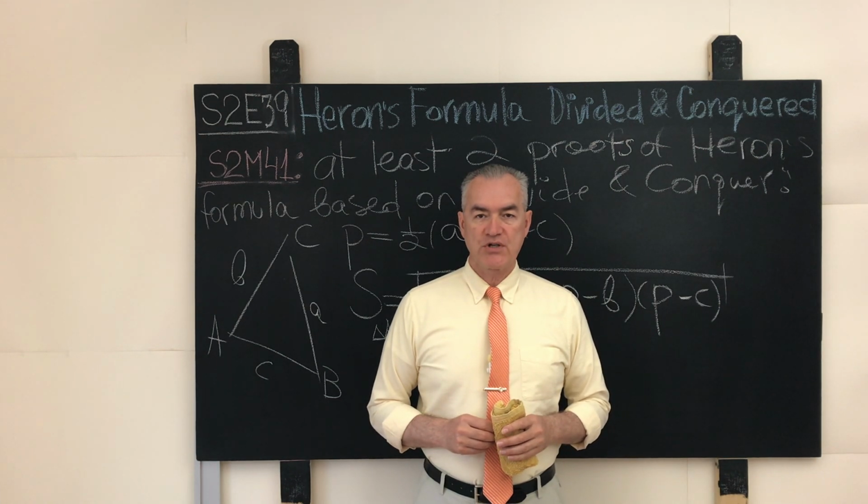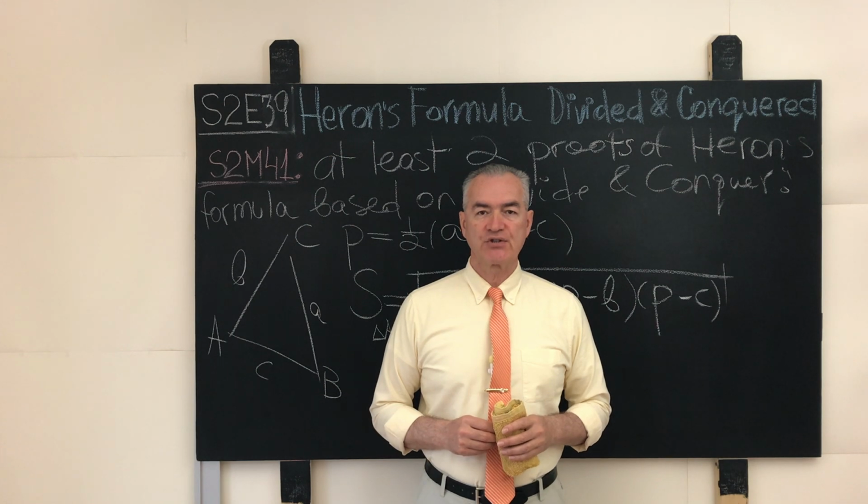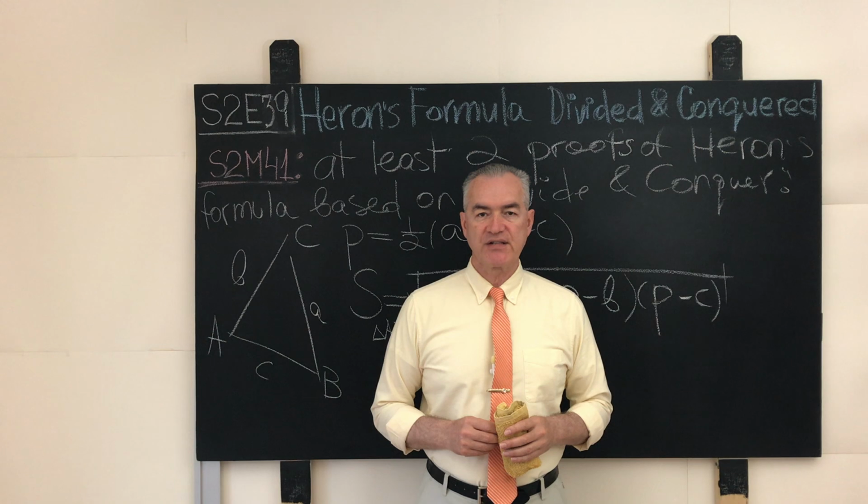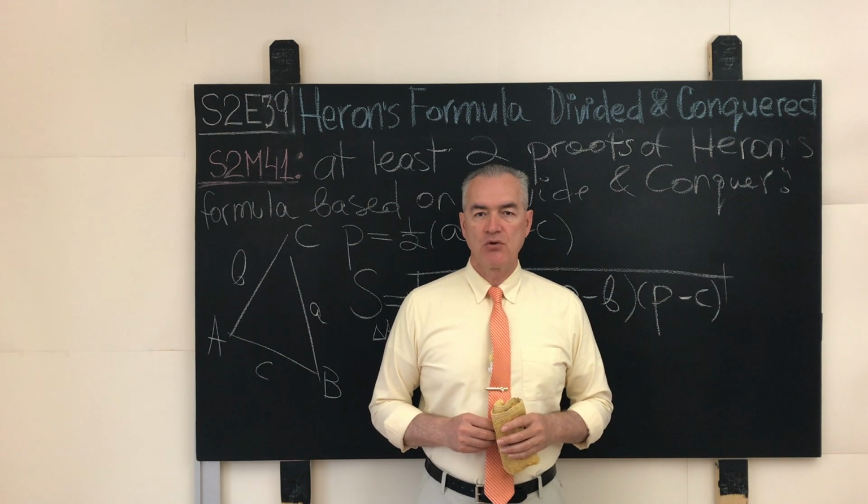Welcome to the Problems Channel Season 2, Episode 39, the episode which I titled Heron's Formula, Divided and Conquered, because in this episode we will discuss two distinct proofs of Heron's formula that connects the area of every Euclidean triangle with its semi-perimeter, based on the divide and conquer problem-solving approach.